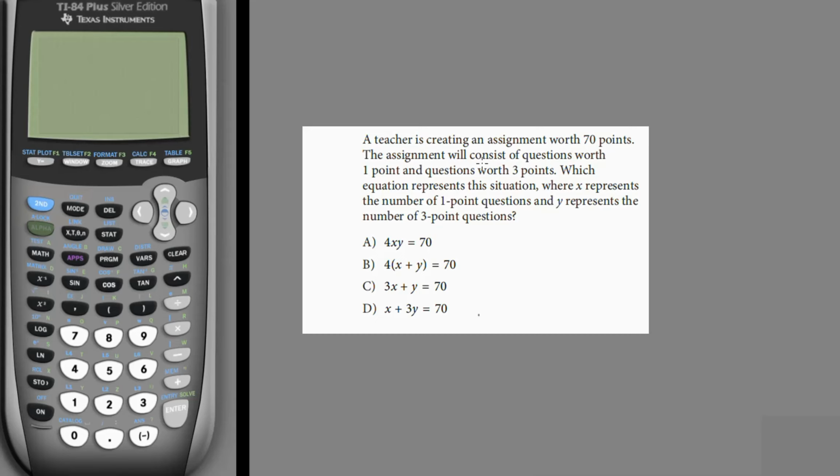So from the question we have here, it's going to be each 1 point question adds x points, whereas each 3 point question adds 3y points. Okay, so the total now will be added. x plus 3y equals 70 points, and that will be the answer. The right answer is option D.